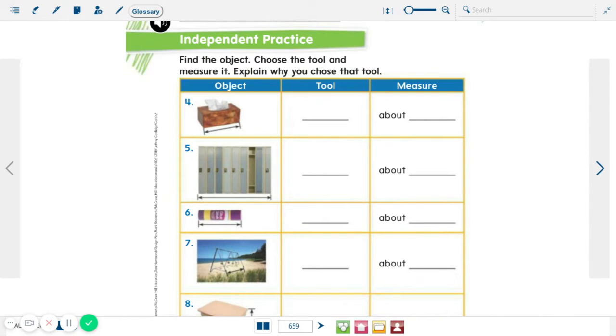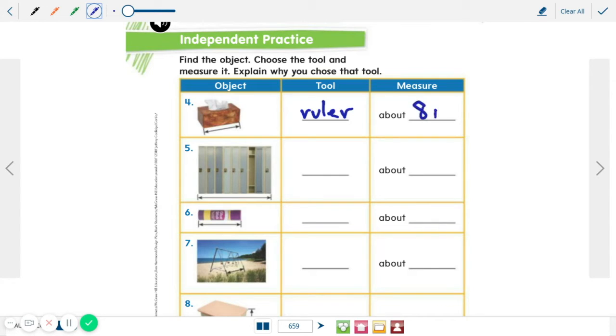We're going to do the same thing that we did for our guided practice. So our object for number 4 is a tissue box. And we would use a ruler to measure a tissue box because it's not very big, so we don't need to use a yardstick or a measuring tape. So we would use a ruler, and when I measured my tissue box, it was about 8 inches.